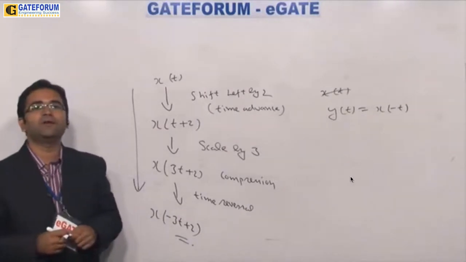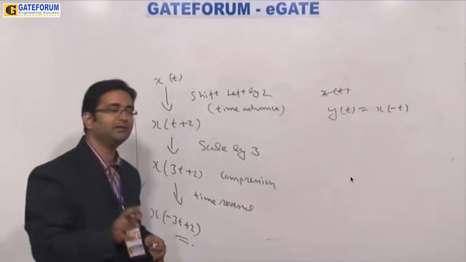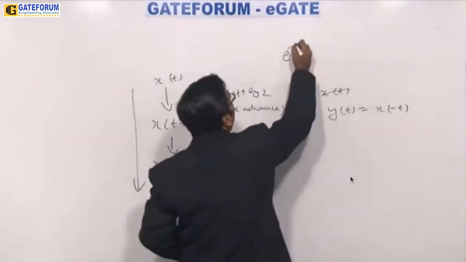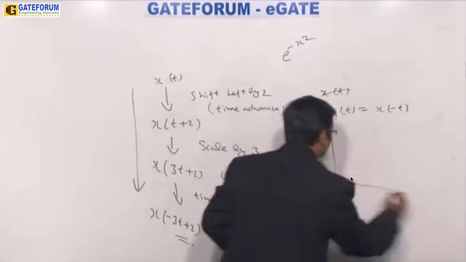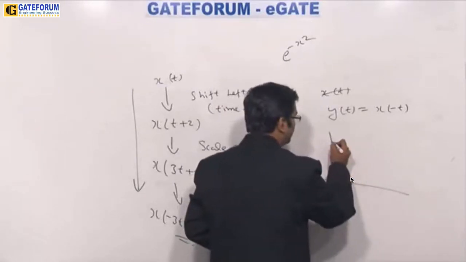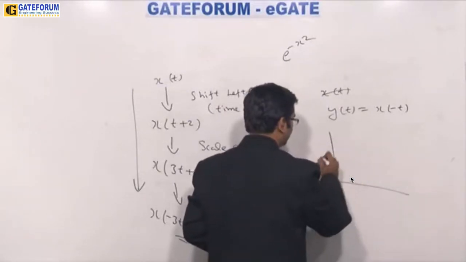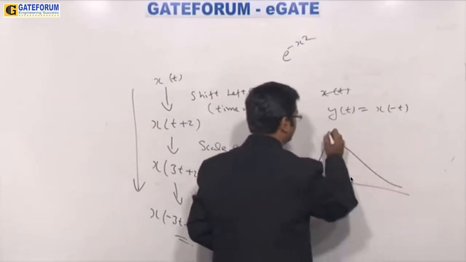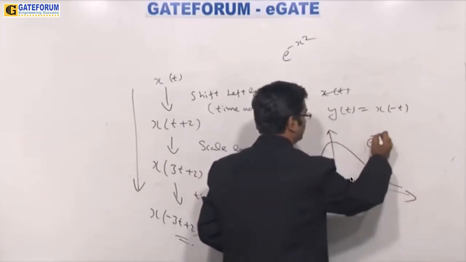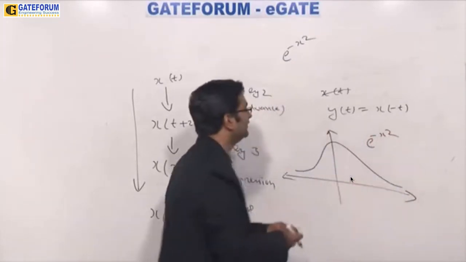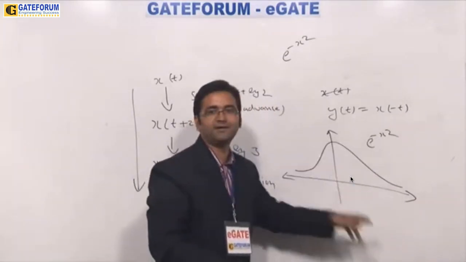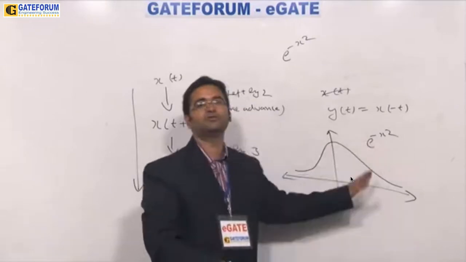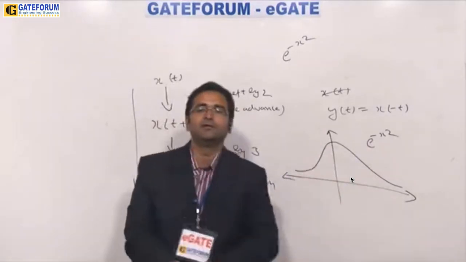Pallavi is asking e to the power minus x square. Is it bounded or unbounded? Yes, it is bounded. You plot this function, very easy. For different values of x, e to the power minus x square is something like this. Now you can see, for any value of x, it is not infinite, right? It is always bounded. So the answer is yes, it is bounded.